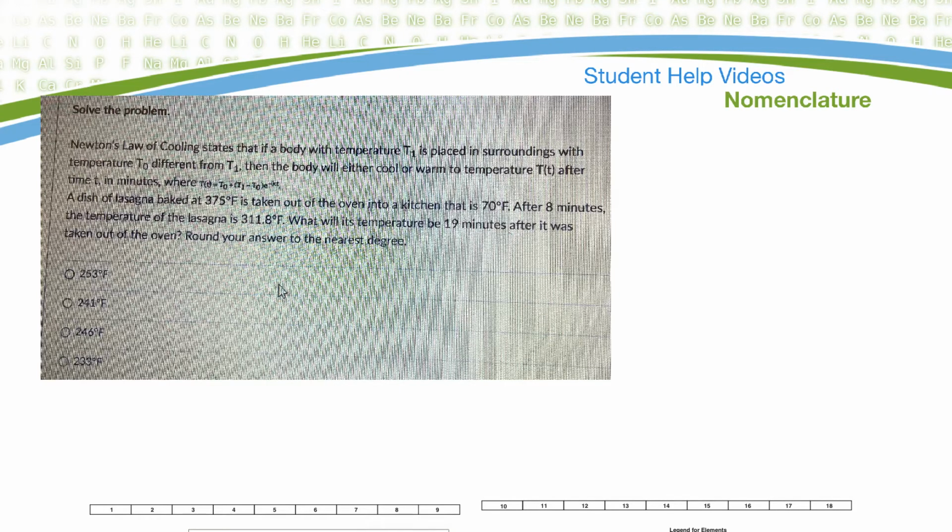All right, here's a nice question. It has you using a funny formula, this one right here. And I need to know what all those things are. Let me write the formula out again. So T of t, temperature after a given time, is equal to T0 plus T1 minus T0 times e to the negative kt.